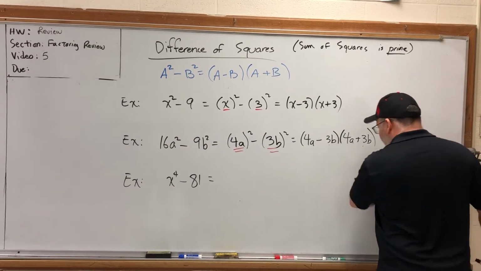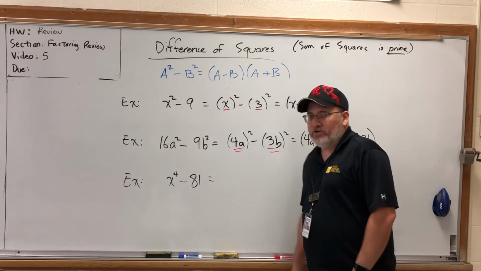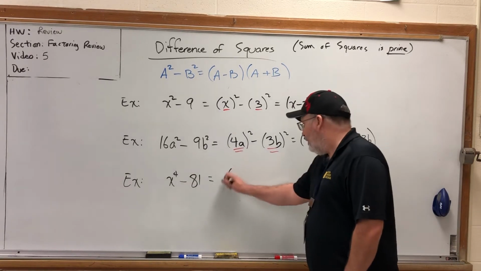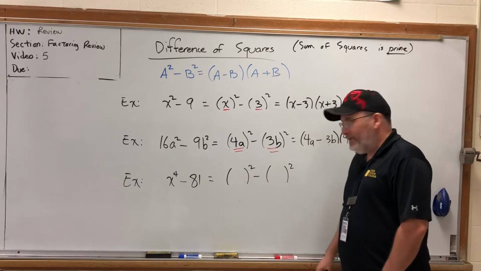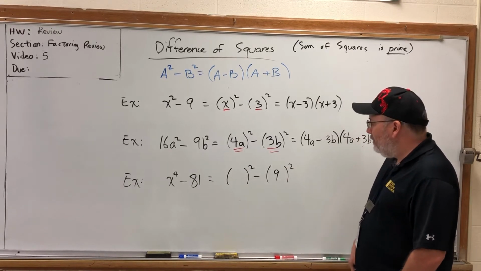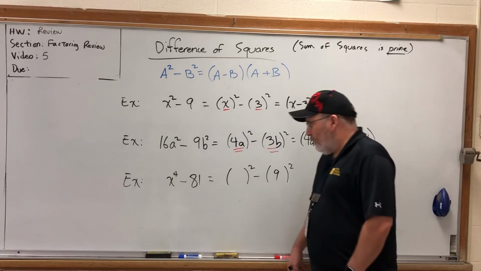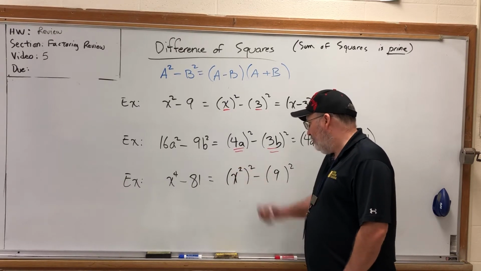Let's try the last one. Now, if you're having trouble getting to the last one because this power is 4, I understand. But if you can write it as something squared minus something squared, we're good. 81, that's just 9 squared. Nothing to look at there. But what do you square to get x to the 4th? And the answer is, you square x squared.